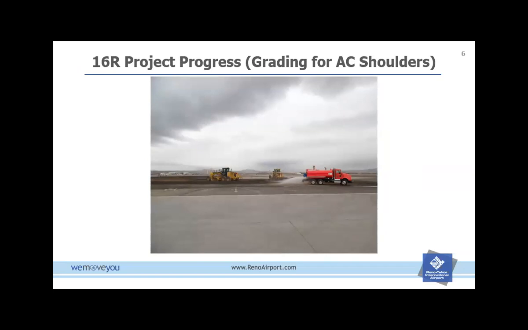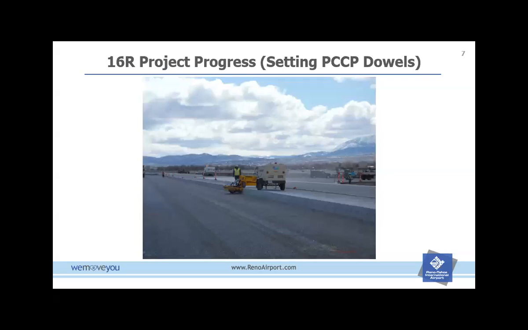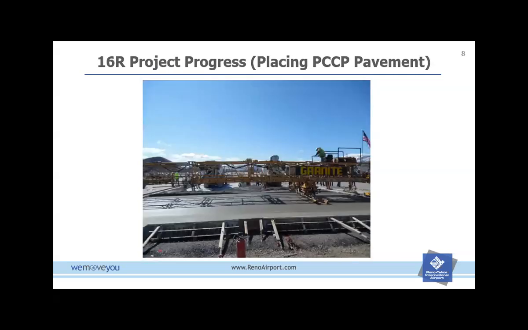Here's some grading for the asphalt shoulders and some conditioning with the water, and they'll bring rollers in after it and make sure the survey is correct. Tough to see here, but they're actually putting dowels in the concrete. So this is the thickness of the section here. So you can see that's 17 inches of concrete that we're putting in there, and then they put these dowels in all the way down the entire length of the runway.